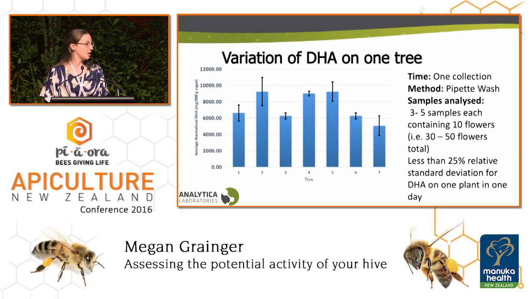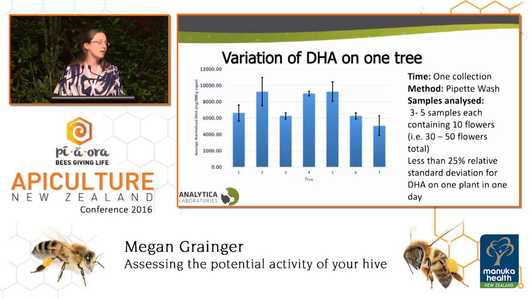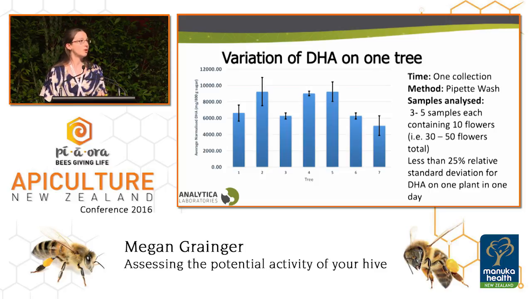So variation on a tree does vary a little bit. So on one day, we took between 3 to 5 samples, depending on how many flowers we could get off a tree. So we've got 7 trees here, and we saw a little bit of variation, but less than 25%.